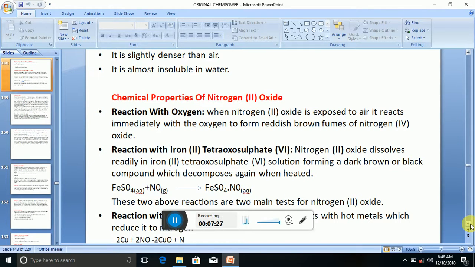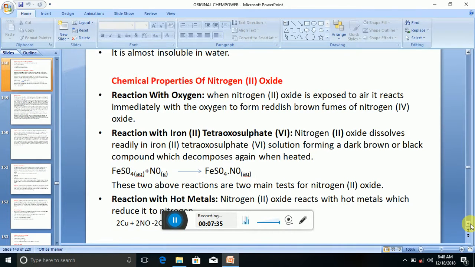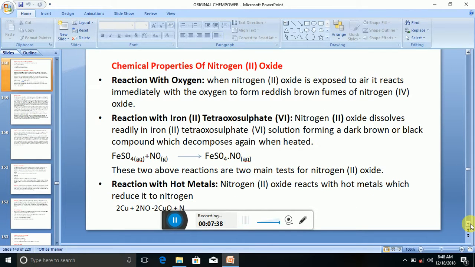These two above reactions are two main tests for nitrogen 2 oxide. Reaction with hot metal. Nitrogen 2 oxide reacts with hot metal, which reduces it to nitrogen.